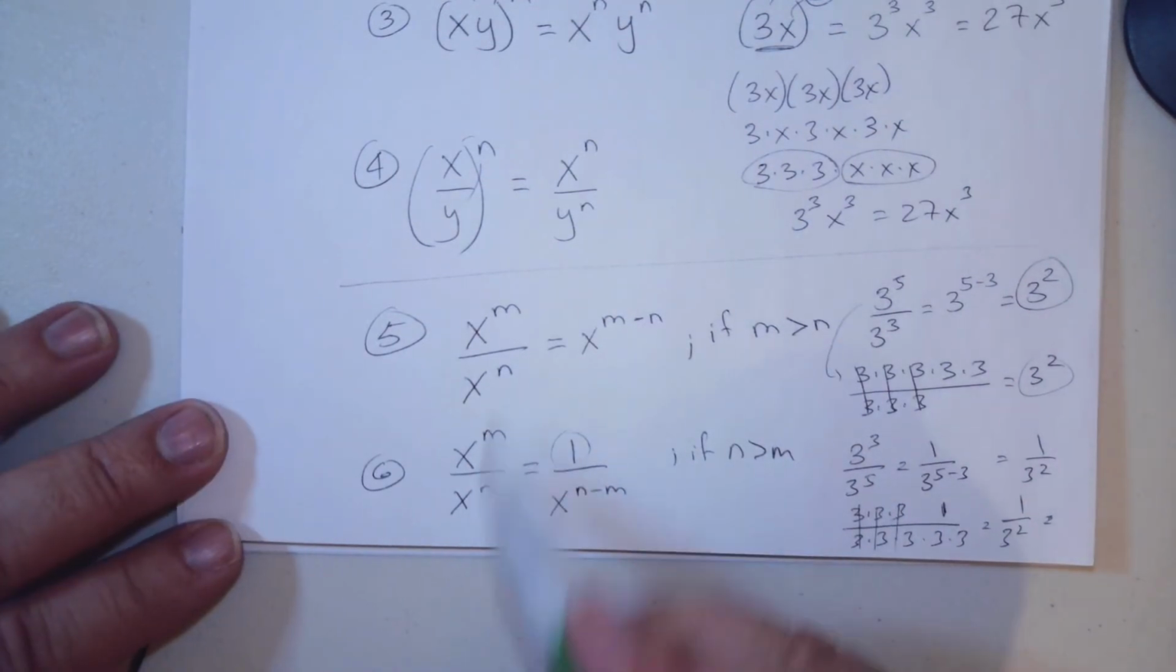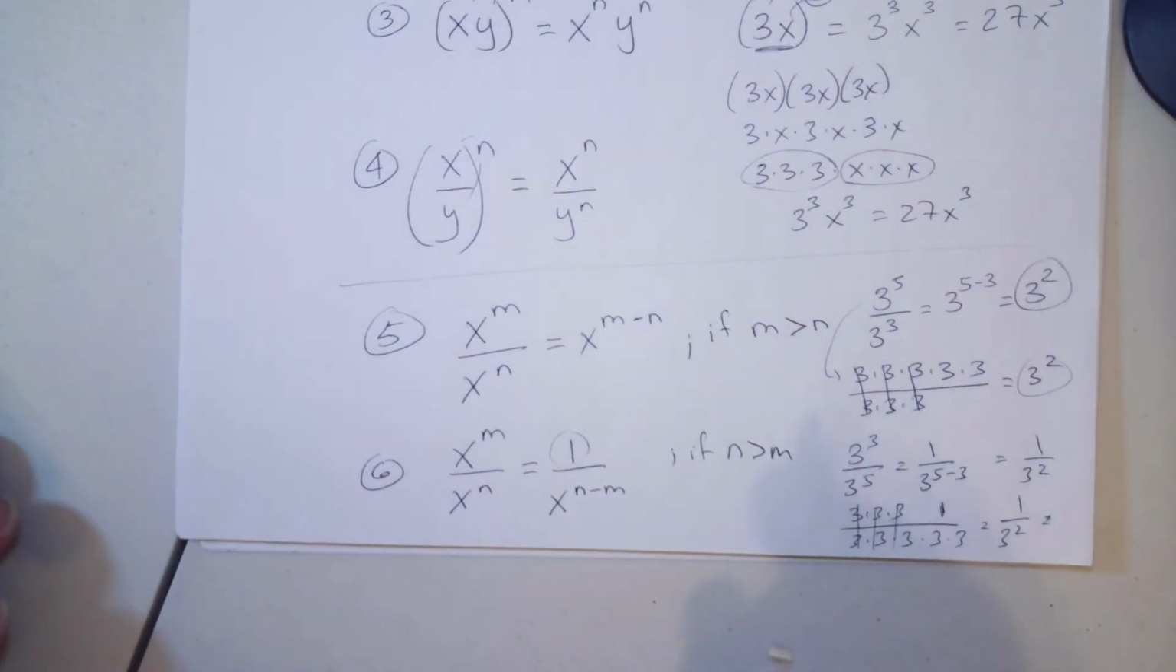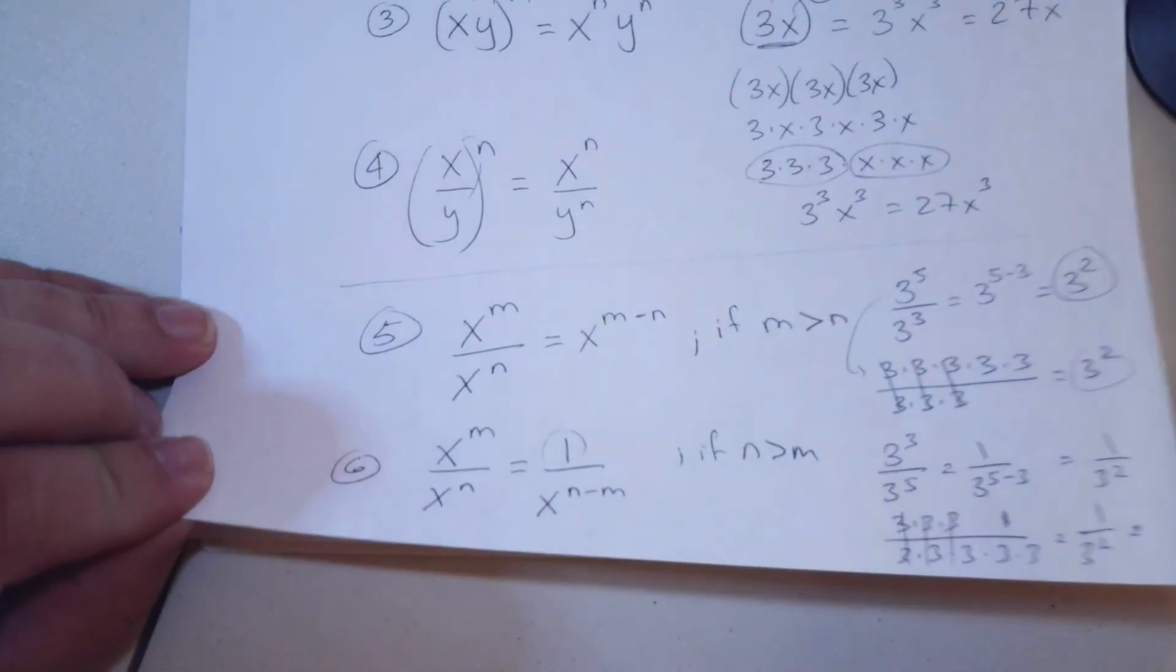So whenever you have fractions top and bottom, just move the smaller to the larger. That's pretty much all there is to it. But number 7 is an interesting one.